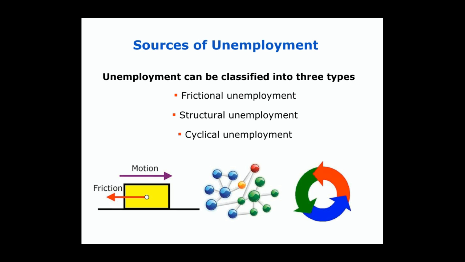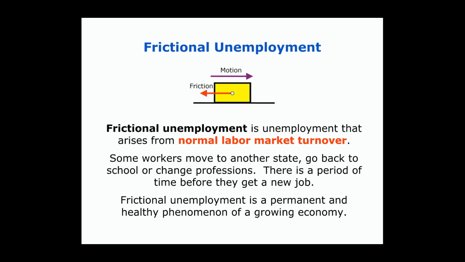Now, we can also look at the sources of unemployment, and economists do look at the different sources. So when somebody's unemployed, there are 3 ways that we can categorize why they're unemployed. They can be unemployed for frictional reasons, for structural reasons, or for cyclical reasons, and we'll look at each one of the 3. Frictional unemployment is the unemployment that arises from the normal labor market turnover.